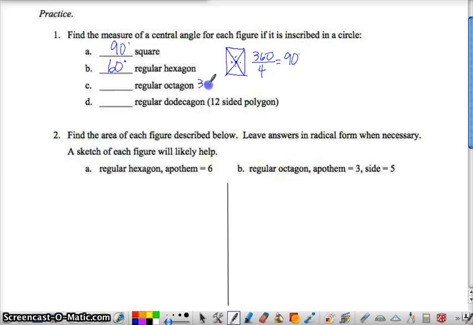So this is 360 degrees. There's 8 triangles in an octagon, so you need to take 360 divided by 8. So each central angle is 45 degrees.